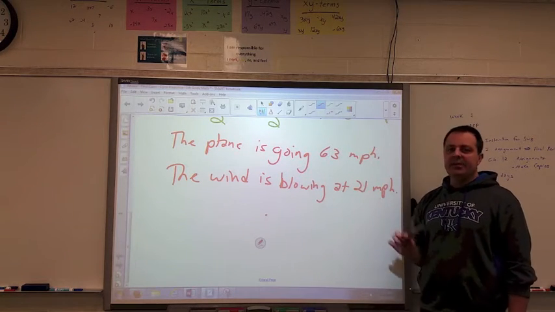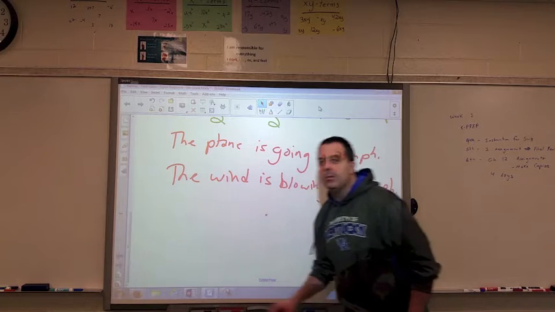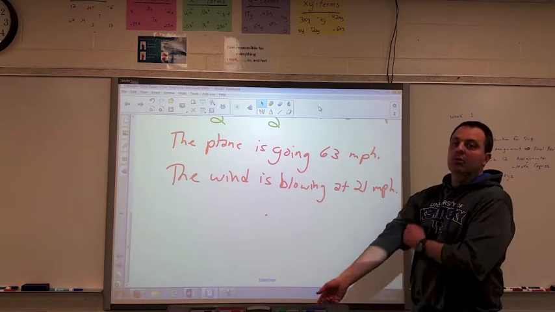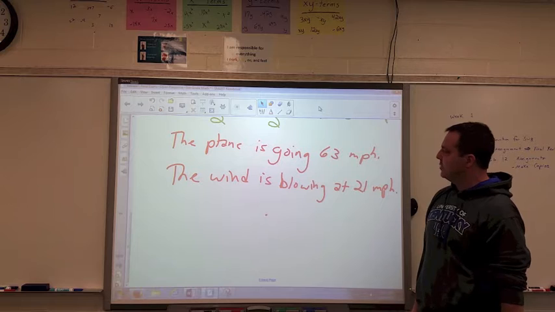If you have the option to take this plane to Mexico City, you might be better off driving. That's a long trip, especially at 63 miles an hour.